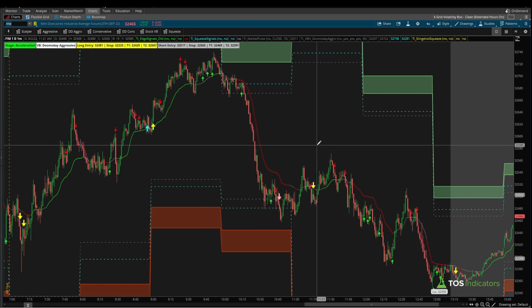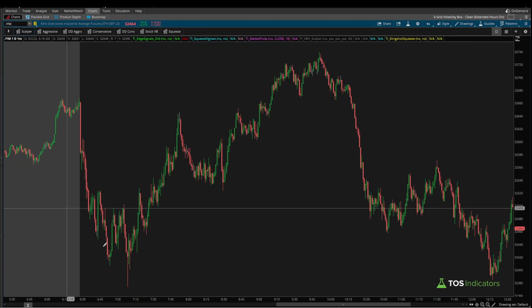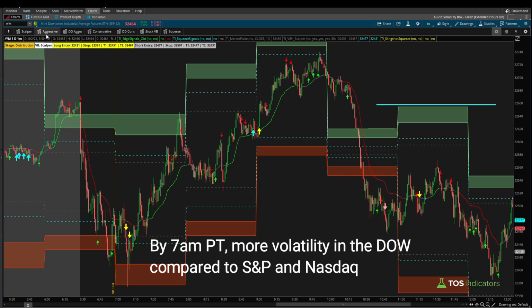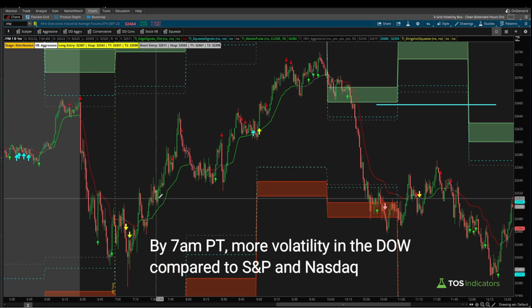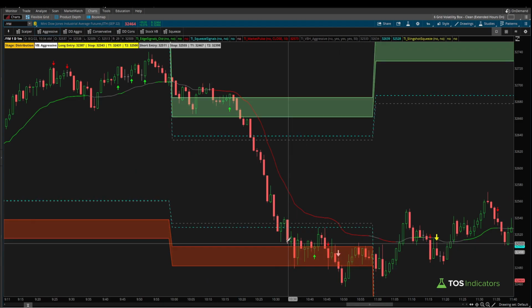The Dow futures, like I said, was the odd one out because we started not on the scalper volatility box models, because price had already broken outside of the scalper early on in the day in that 6:30 to 7 a.m. Pacific mark. So the scalper had already been broken. We knew selling activity inside of the Dow was a little bit greater compared to the S&P and the Nasdaq. So the aggressive was the model we were using, same time period as the other two markets we just discussed.